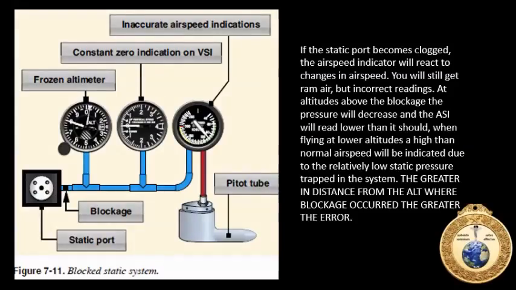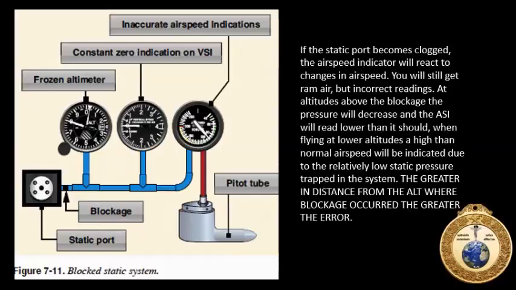Alright, now, if the static port is blocked, as indicated here, the airspeed indicator will react to changing the airspeed, but you're going to get incorrect readings. The altimeter is going to pretty much stay where it's at, because the static port is iced over or blocked, and the VSI is not going to be any good to you.